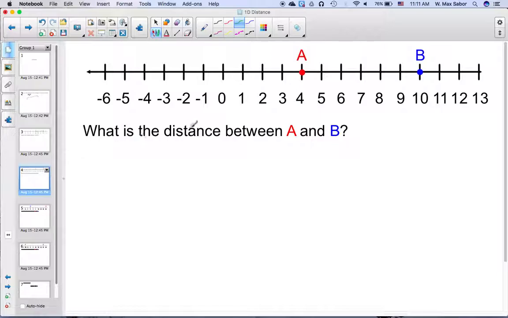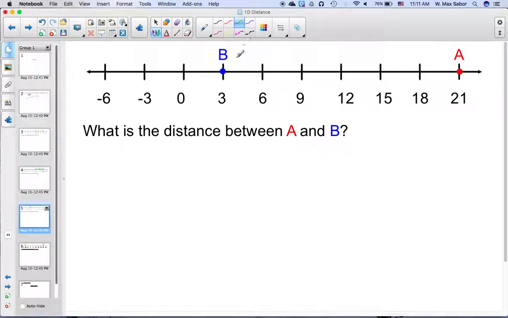And you can see that here, where I go from 4 to 6 is a distance of 2. And then 6 to 8 is a distance of another 2. And then 8 to 10 is a distance of another 2. So that's a total of 2 plus 2 plus 2 is 6 as the total distance. So the distance between 4 and 10 is 6.